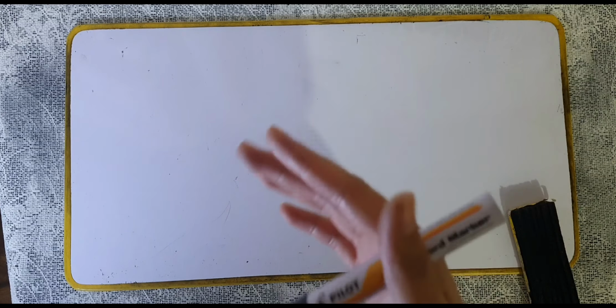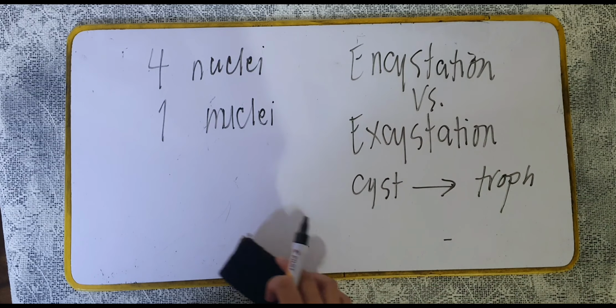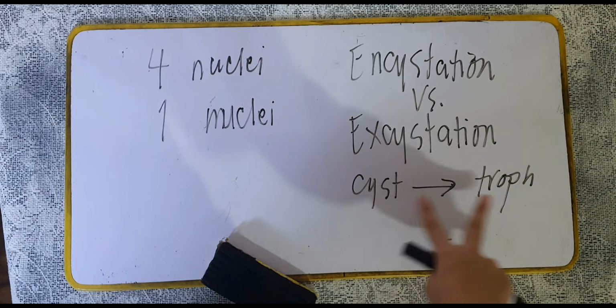Now, before we discuss the life cycle, let us define first what is encystation and what is excystation. Let us differentiate the two. Okay? Unahin lang natin yung excystation, class. Excystation, this refers now to the transformation of cyst to trophozoite. Again, excystation, ito yung transformation of cyst to trophozoite.